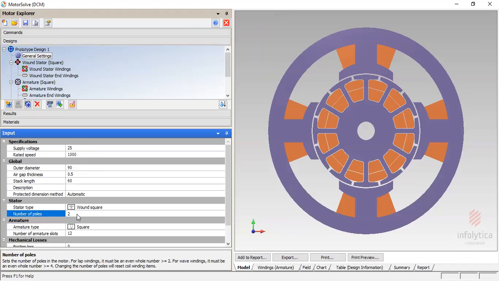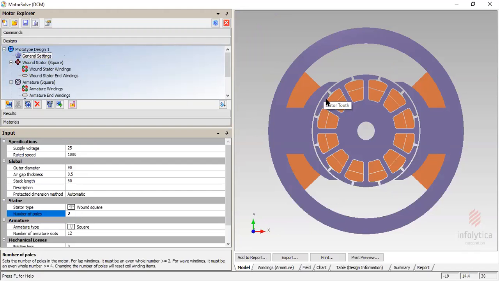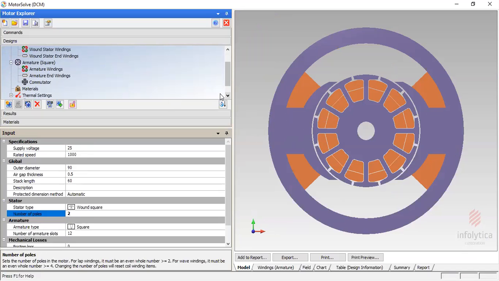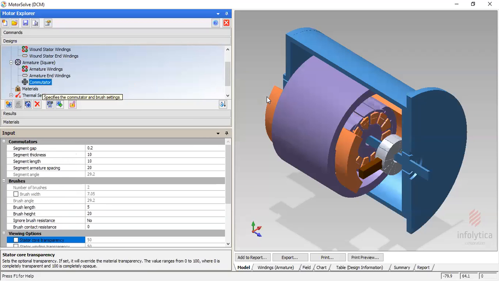See here, if I change the number of poles to two, we can see only two brushes here. The pole count is changed to two, and the commutator segments will not have any change. The only change is with respect to the brush arrangement. Here we are going to have only two brushes. See, we have one brush here.